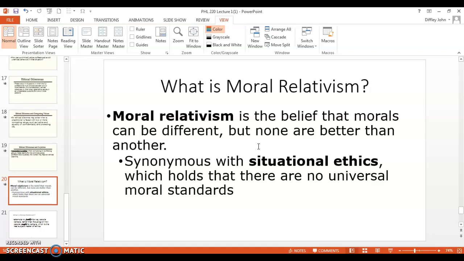A common example for moral relativism is the idea: do not steal. Most people say you should not steal, and they would not steal. But then you give them the idea of, well, you're going hungry, you need to steal to survive and eat. Well, most people find it fine to steal in that case. That's moral relativism.